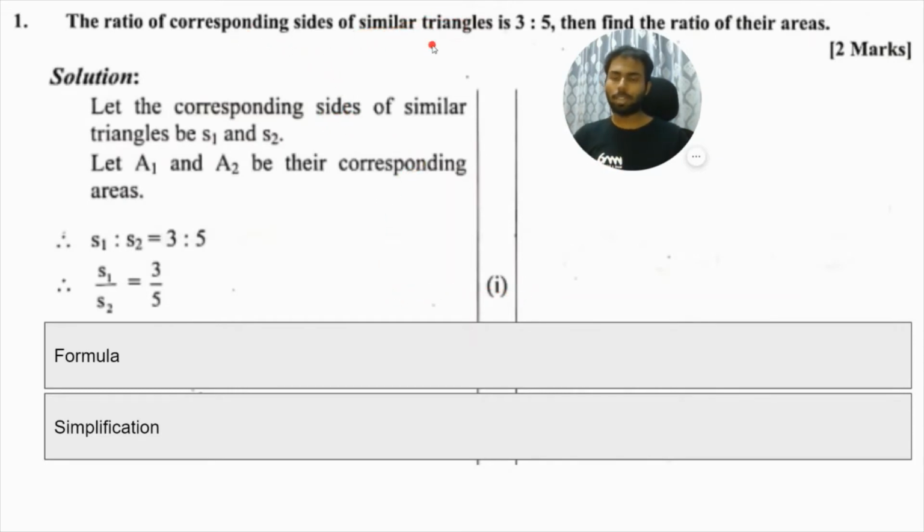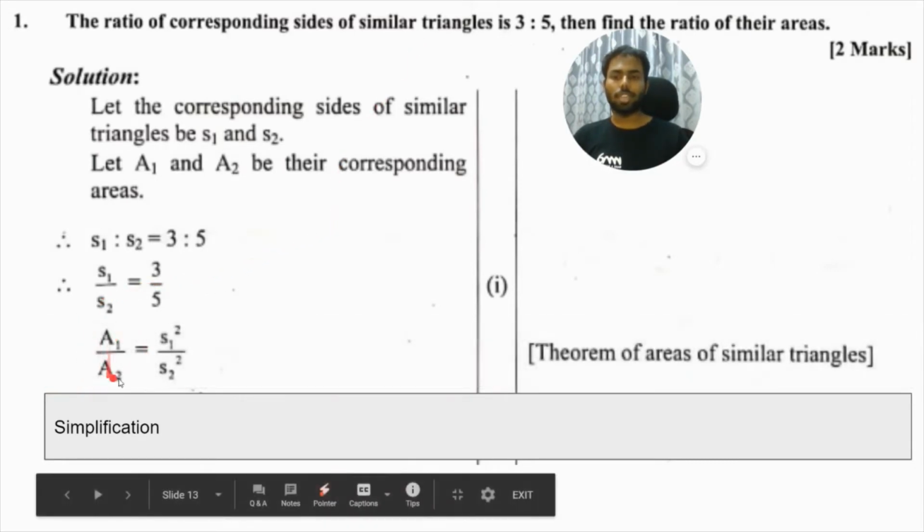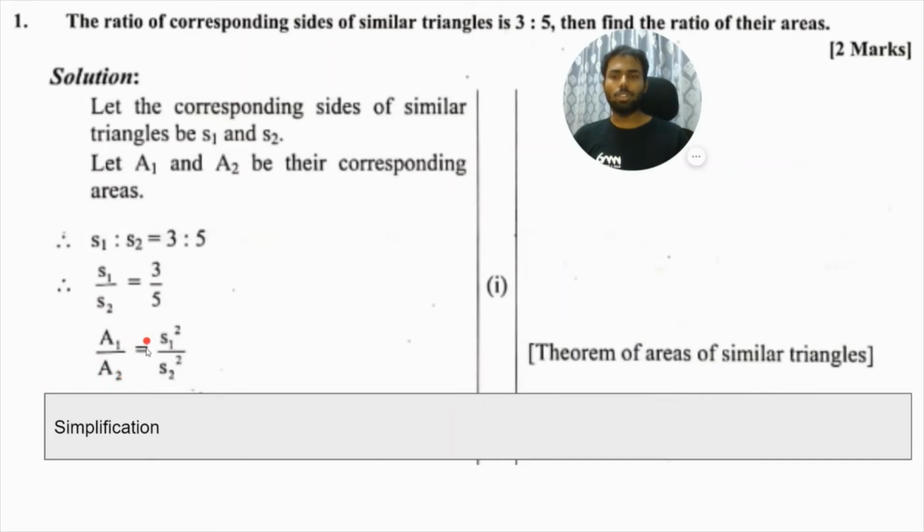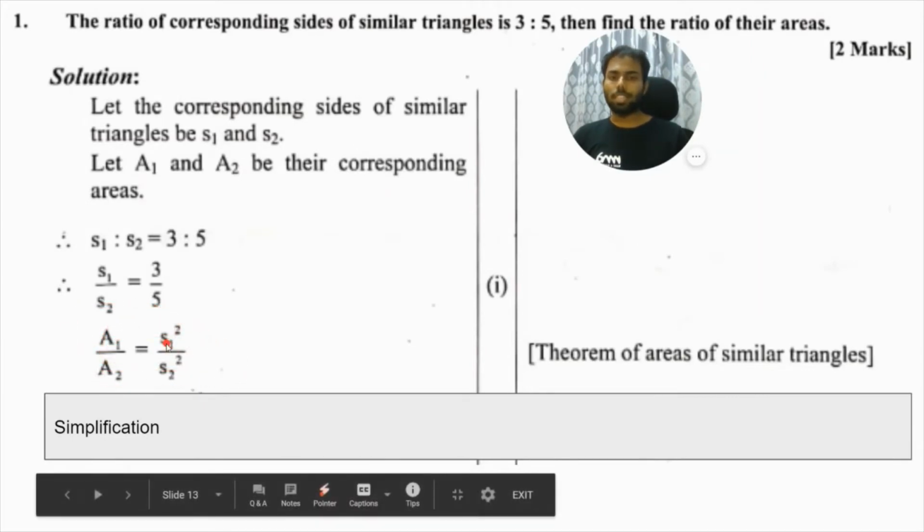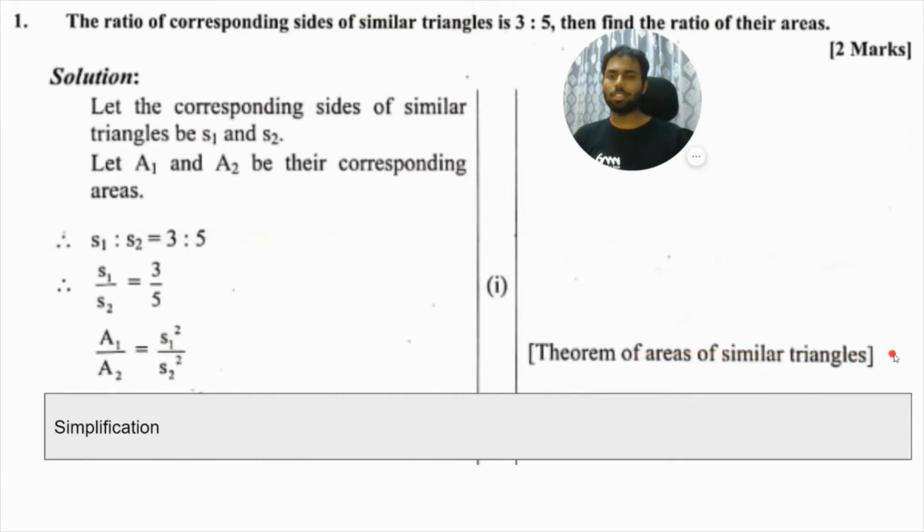Okay, now you know that these two are similar triangles, right? Then use the formula. Okay, so once you use the formula for what? The theorem of area of similar triangles. So what will the formula tell you? The ratio of areas is equal to the ratio of squares of their corresponding sides. Okay, so इसको फॉर्मूला में ऐसे लिखना है. तो इसका रीजन क्या लिखोगे? रीजन you will give theorem of areas of similar triangles.